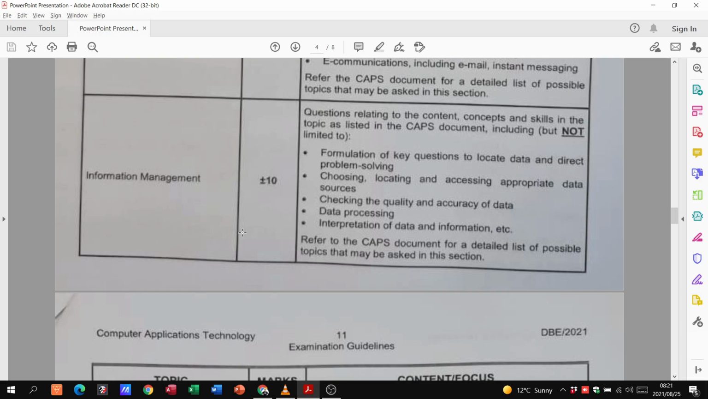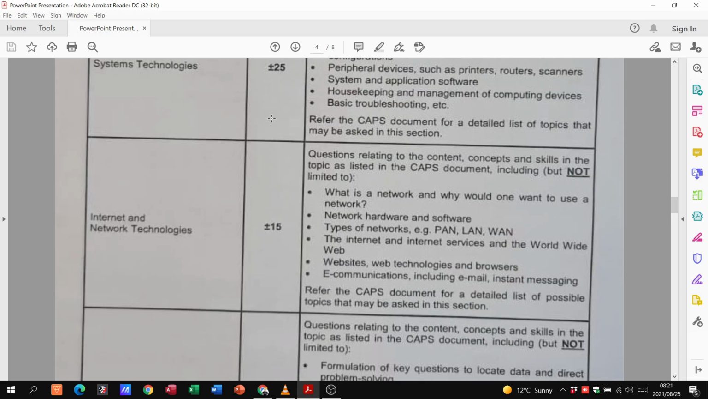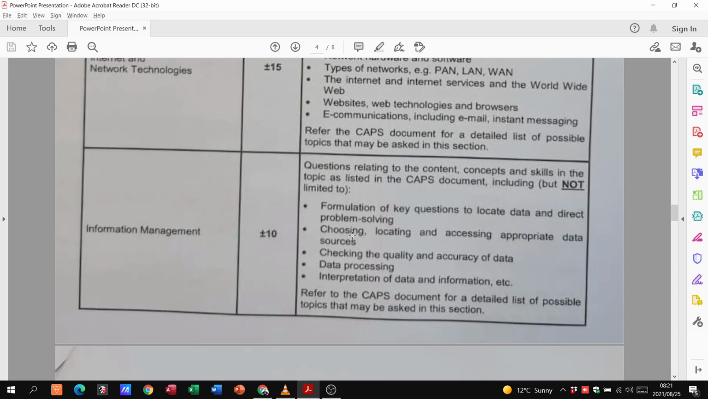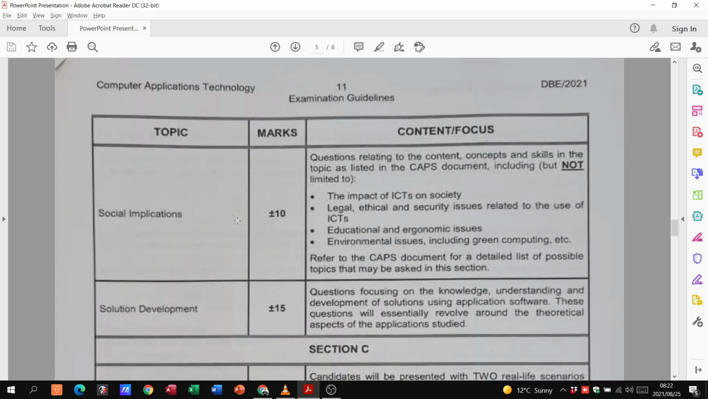And then you've got 10 marks for information management. Bear in mind, this is section B. Okay, so that's 25, that's 35, 40, that's 50 marks for section B. These questions are related to the formulation of key questions to locate data, choosing, locating, and accessing appropriate data sources. In other words, how we find information, how we take data and turn it into information, how we can check the accuracy around that. That's what they're looking for there.